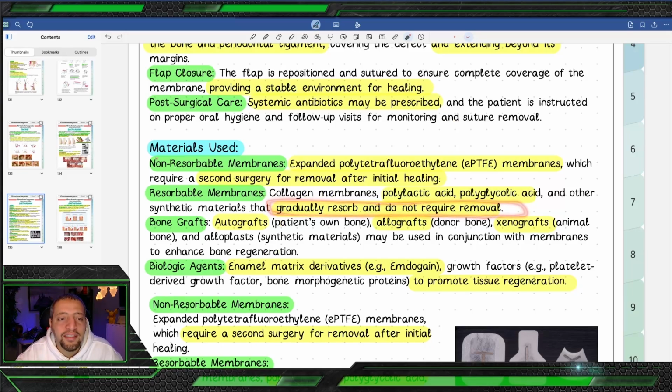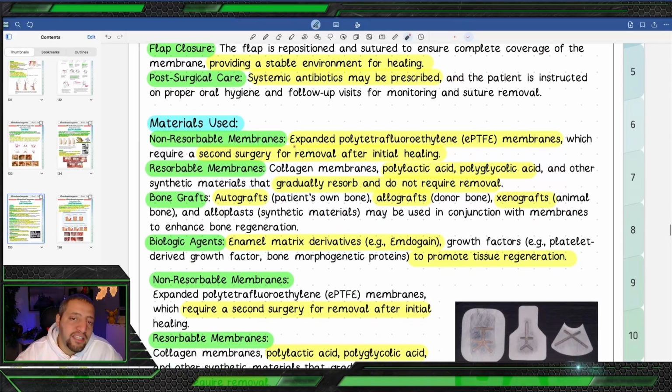So in the textbook, he didn't say specifically which technique is better, but he said we prefer non-resorbable, specifically when we have a larger defect. Yes, it's a second surgery, but we are controlling the problem here.